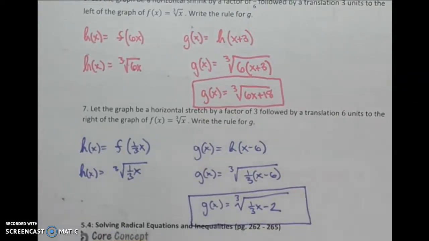Okay, number 8 here, really. It's g of x equals the cubed root of 1/3 x minus 2 is the answer. Take a look at that, and that is the end of our note section.